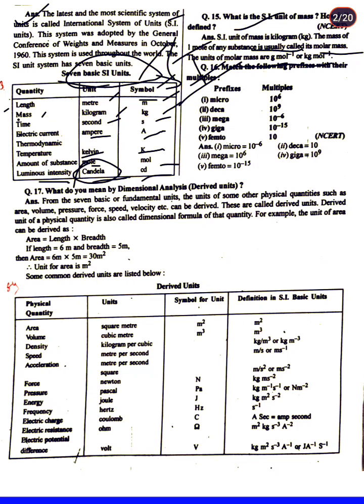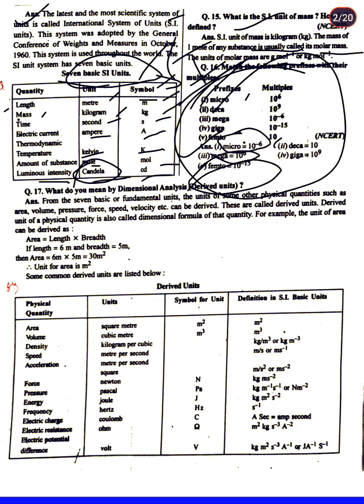Okay, some basic terms are important: 1 micro, 1 deca, 1 mega, 1 giga and 1 femto. The correct answer: 1 micro is 10 raised to power minus 6, 1 mega is 10 raised to power 6, femto is 10 raised to power minus 15, deca is 10 as it is, 10 raised to power 1, and giga is 10 raised to power 9. Okay, this is the formula.